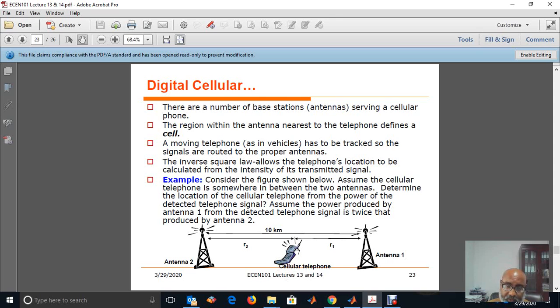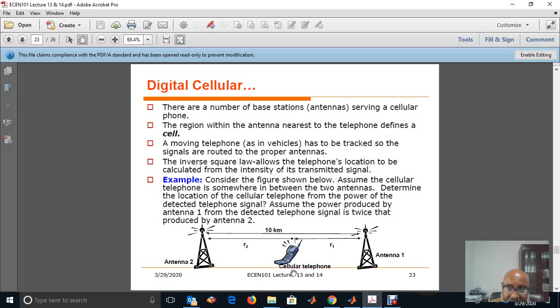That means the concept of received power can be used for localization. That's how, for example, the authorities can know where we are located if we have a cellular mobile phone, by using this concept. This is a two-dimensional example. I will show you how we can determine R1 and R2 from the received power.